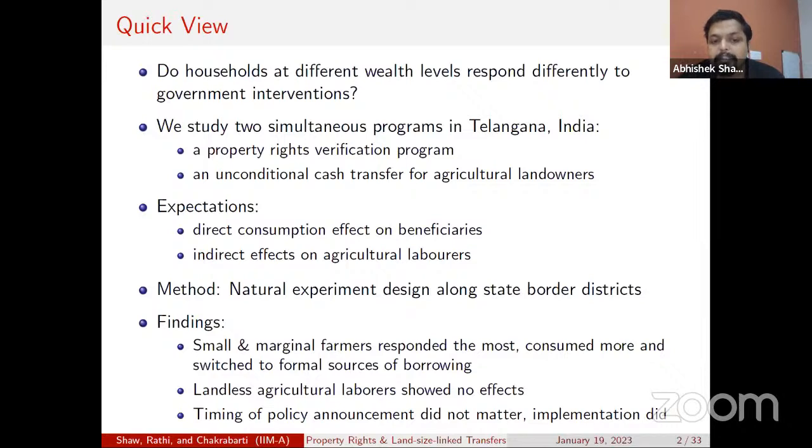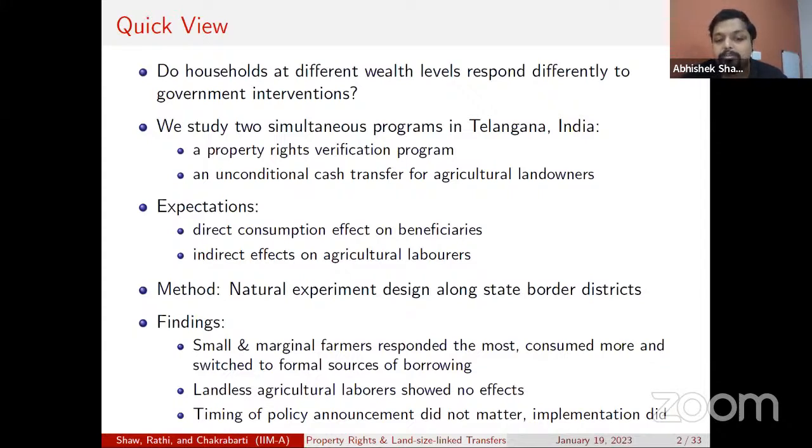So what are the methods we use? We'll explain in more detail what this natural experiment design is. But basically, Telangana was a state which had this scheme, and all the neighboring states did not have a comparable cash transfer scheme or a property rights verification scheme of this scale. So we're exploiting the difference between Telangana's border districts and the border districts in the other neighboring states.